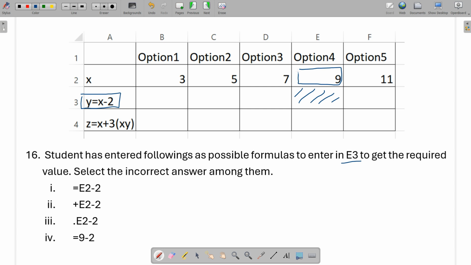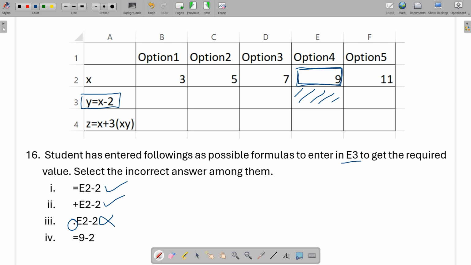So that particular equation is correct, e2 minus 2. And plus e2 minus 2, that is also correct. It is not very famous in Excel how to do it, but it's better you are aware. And dot e2 minus 2 is wrong, because we are not starting the characters from a dot. And the fourth one is 9 minus 2.